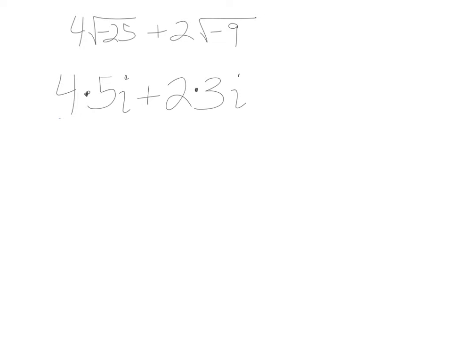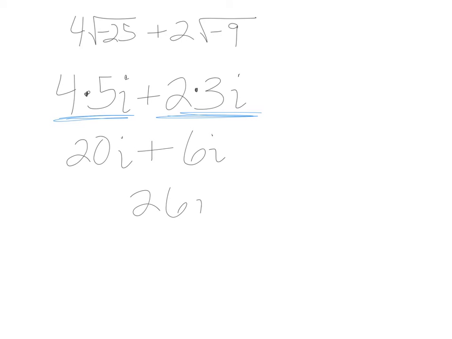And then following order of operations, we always do multiply before we do add. 4 times 5 is 20i plus 6i, which is 26i.